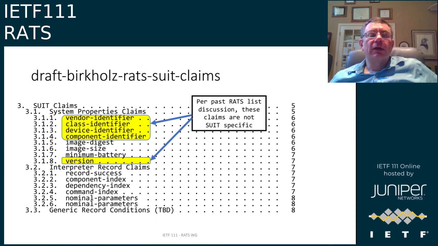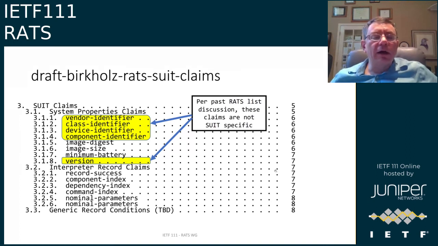Okay, so when we look in Draft Burkholz's RATS suit claims, it has two types of claims. There's system properties claims and there's interpreter record claims. The interpreter record claims are clearly about suit, but the parts that are highlighted in yellow came from early list discussion, when TEEP first introduced these requirements, about whether things in the EAT spec could be used. And the answer at that time, from Lawrence and me who were in agreement on that thread, was that the things sitting in the EAT spec could not be used as then specified. And then Hank wrote this document to put those things that were discussed in that thread into this other document, and that's the highlighted ones.